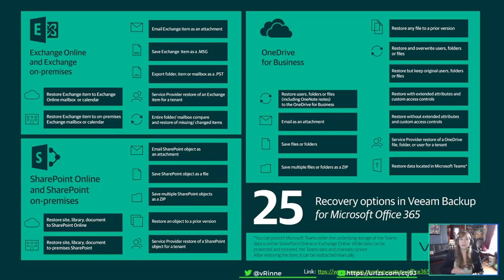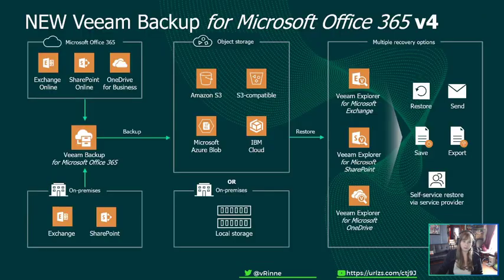So, example, Exchange Online, we're able to export that file as a PST or an MSG file. We can restore back to the original location. We can restore back to a new location, whether that's on-premise or in the cloud. And we offer that same flexibility with all of our explorers.